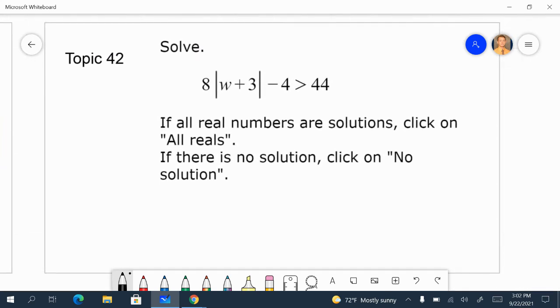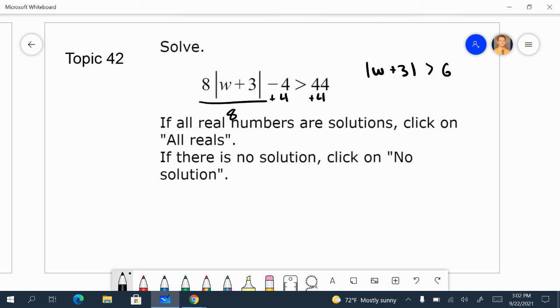Topic number 42. Okay, so I don't have anything set up on this because we have to do a couple things first. We have to get that absolute value by itself. So I would add 4 to both sides first. If I add 4 to both sides, I get 48 over here. And then I'm going to divide by 8. So 48 divided by 8 is 6. So doing all this work in my head here, but I should end up with the absolute value of w plus 3 is greater than 6 after you've got that by itself.